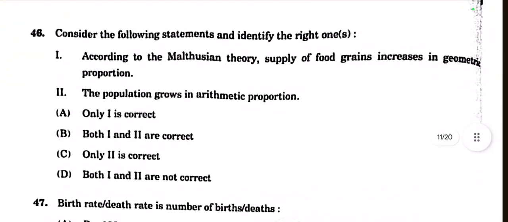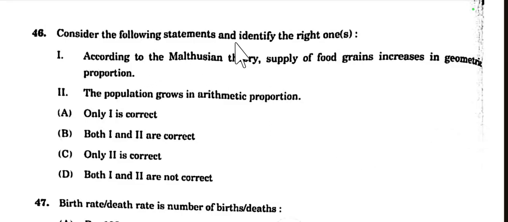Then question number 46, consider the following statements and identify the right one. First one is, according to the Malthusian theory, supply of food grains increases in geometric proportion. No, this is incorrect. Supply of food grains increases in arithmetic proportion. Then the population grows in arithmetic? No, population growth, this is the reverse concept. Population growth increases in geometric progression, but food supply increases in arithmetic progression.